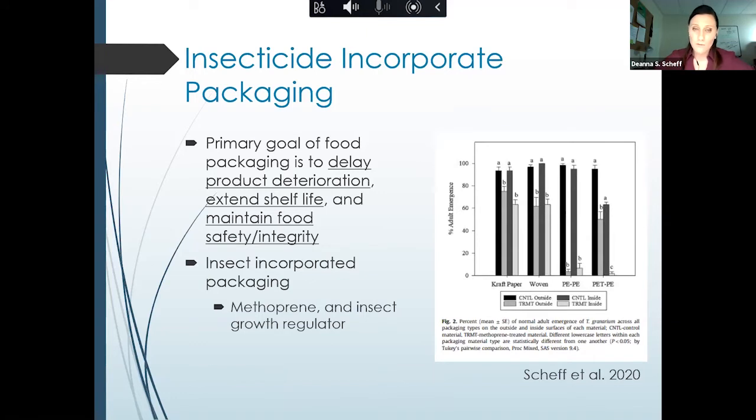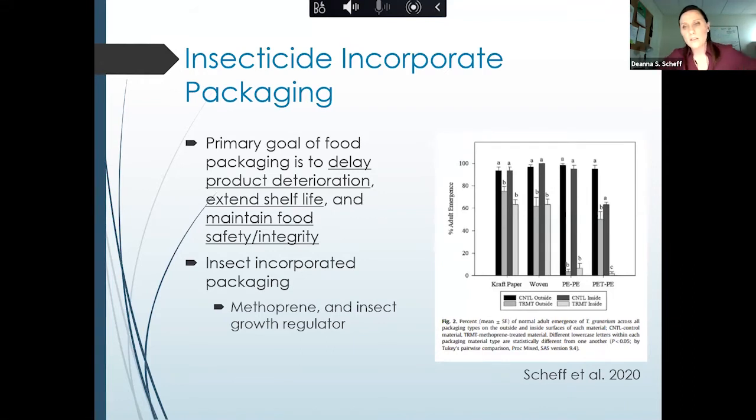One tool that we've been investigating at the USDA for a number of years now is this idea of insecticide incorporated packaging. Currently we actually have one type that's available in the United States. Specifically, this is a methoprene-based packaging material. Methoprene is a great tool to incorporate into packaging because it's an insect growth regulator. It's very specific to what it affects with that insect, with that juvenile hormone, which makes it safe to use for our food packaging because it has very, very low mammalian toxicity. But it's also very effective on the juvenile stages of our insect species.